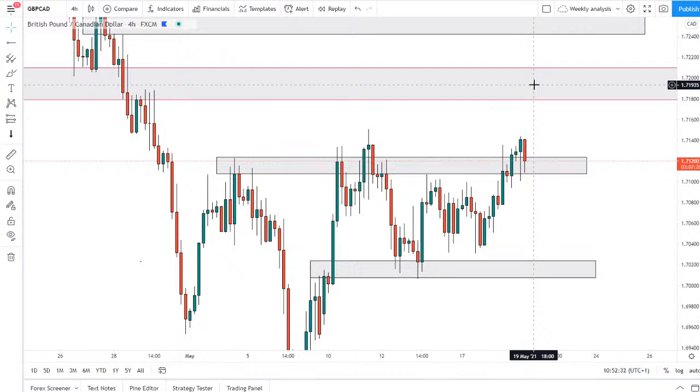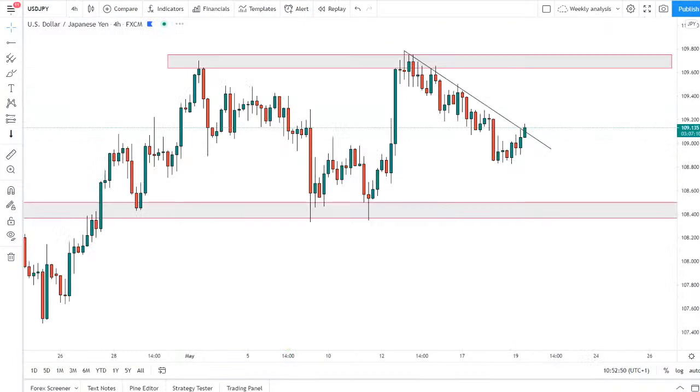So GBPCAD looks a little bit better than Eurocad, but because they've both got CAD in the pair, if you do see weakness in the CAD, we'll probably see more continuation to the upside for GBPCAD and Eurocad, so they look good there as well.